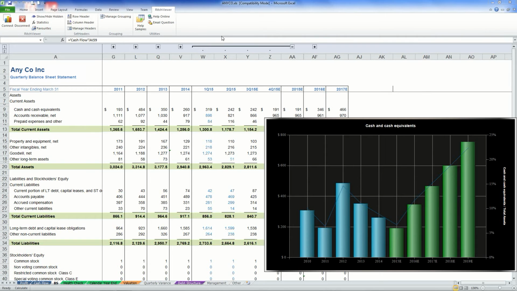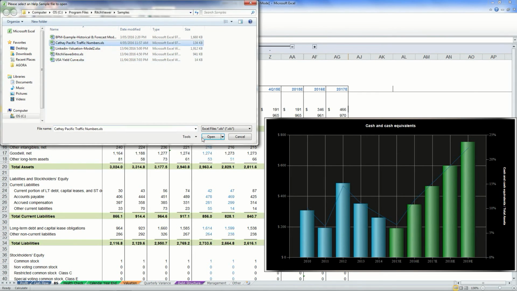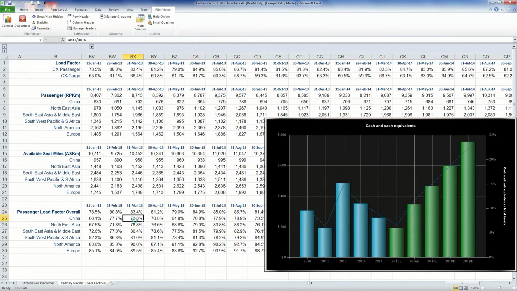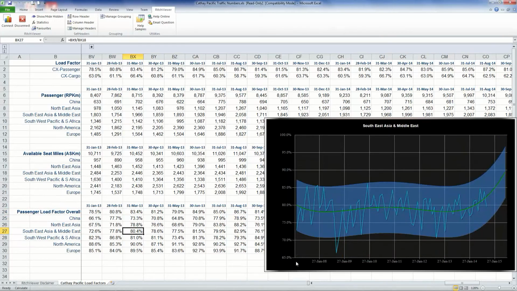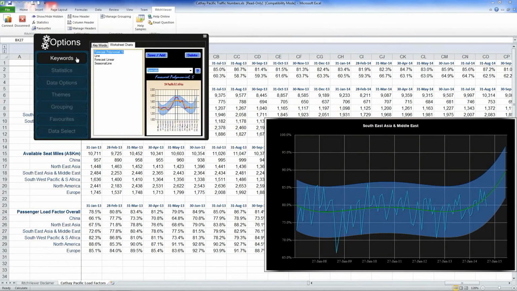RitchViewer is not just a tool for reading financial statements. As a CFO or an analyst, you might keep data such as this example of Cathay Pacific passenger load factor numbers. Normally, Smart Charts associates labels with sets of visuals. With this spreadsheet, you can see that I have chosen not to use Smart Charts, but have selected a preferred set of charts for gaining insights.